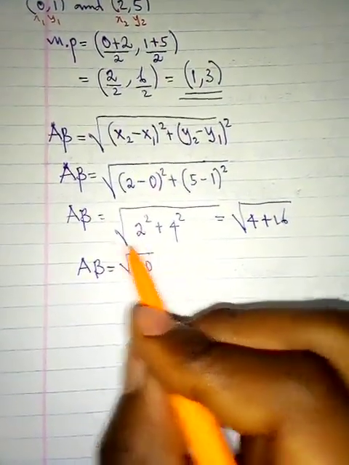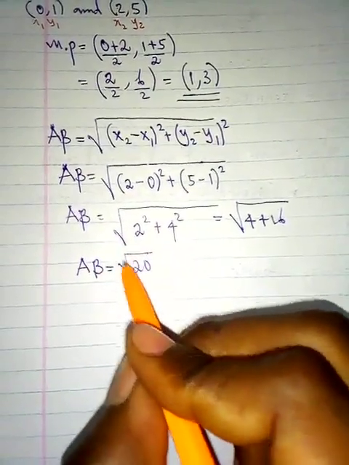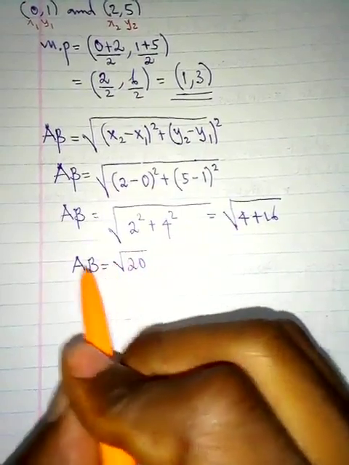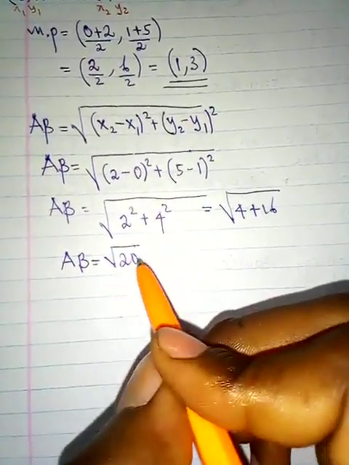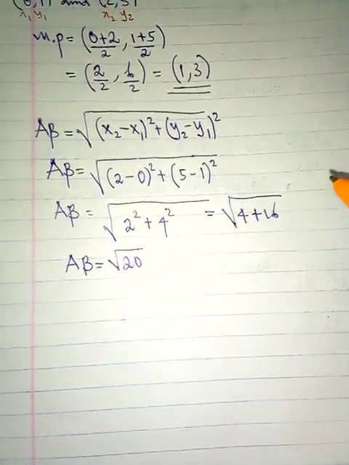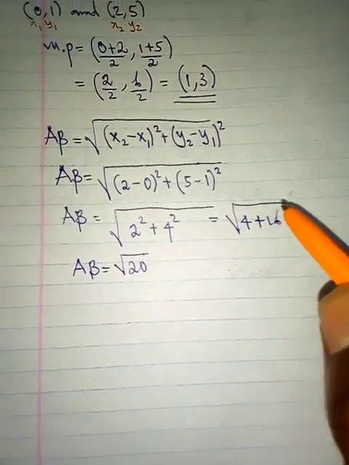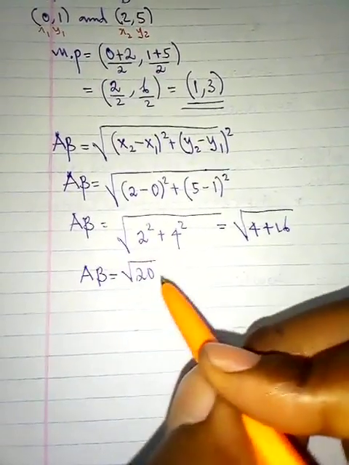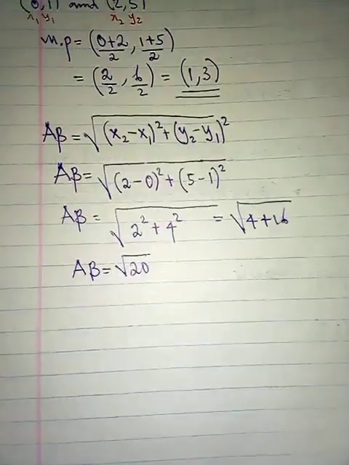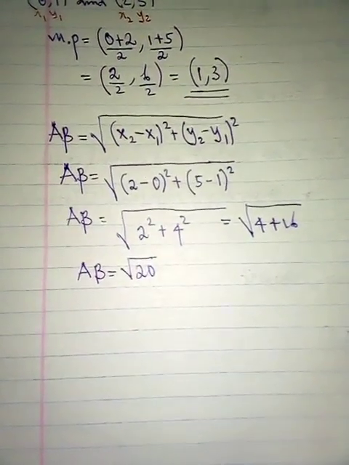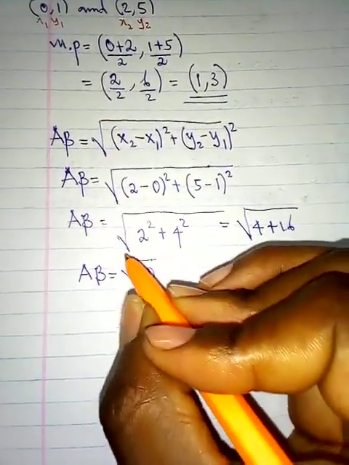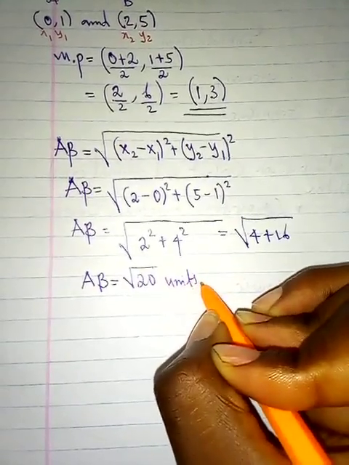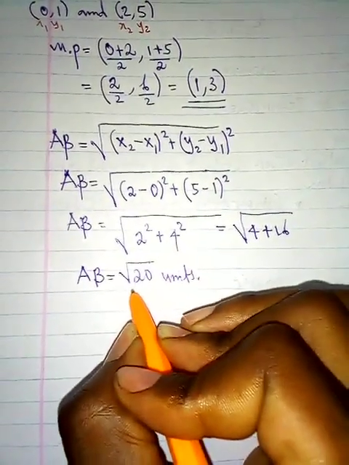Now, even if we try to determine the square root of 20 without using a calculator, it's going to be a little bit hard. The value is not going to be exactly a whole number. So in the case where you're dealing with paper 1 questions that don't require you to use a calculator, you can just write it like this: square root of 20 units, and that will be it.